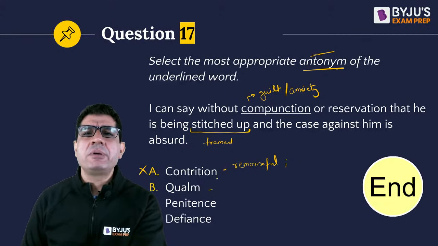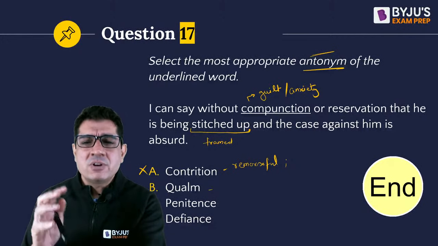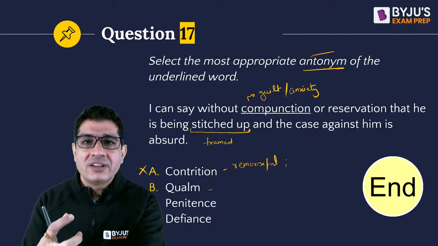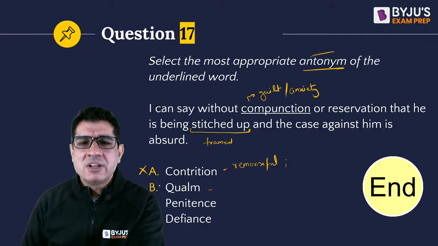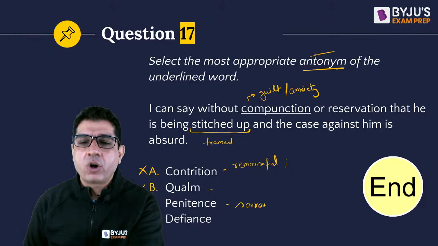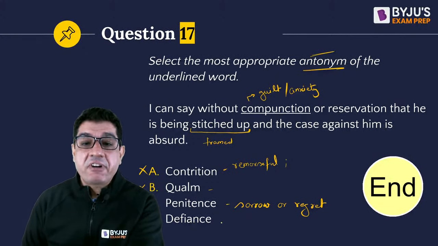Qualm once again will be that uneasy feeling of doubt or worry or fear. No. So if you have qualms about your conduct, it means that you're not very sure about your conduct. You feel uncomfortable, or I can say guilty, doubtful. So that will still be a synonym. Penitence. Penitence is showing sorrow or regret for something that you've done. You're basically admitting that you're guilty. Whereas defiance, look at defiance.